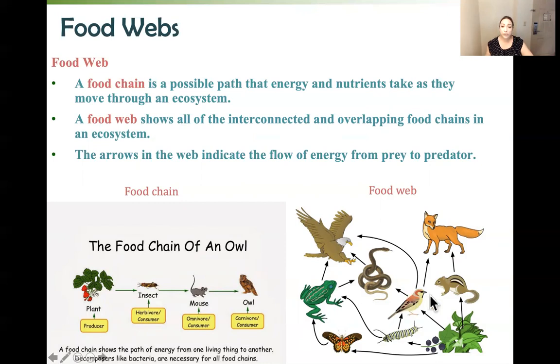Now, let's take a look at this food web. Notice that it is more complex than the food chain and that there's arrows kind of going all over the place. So the arrows, let's look at the butterfly here on the bottom. The arrows show you the flow of energy from prey to predator. So this butterfly has an arrow going from itself up to a frog. That's showing you that when the frog eats the butterfly, that energy goes from the butterfly to the frog. So your arrow should mostly be pointing upward in a food web.